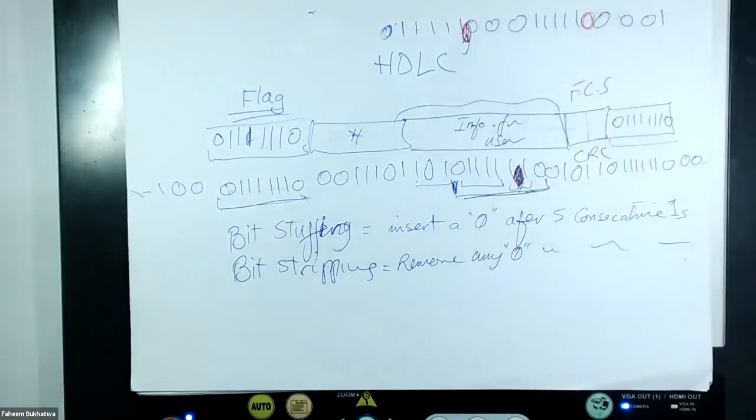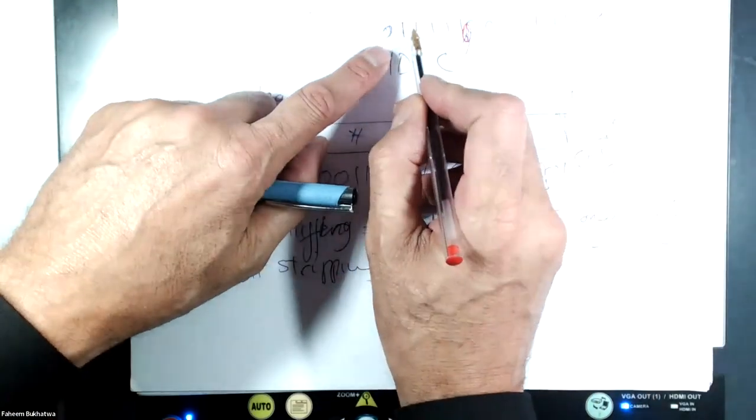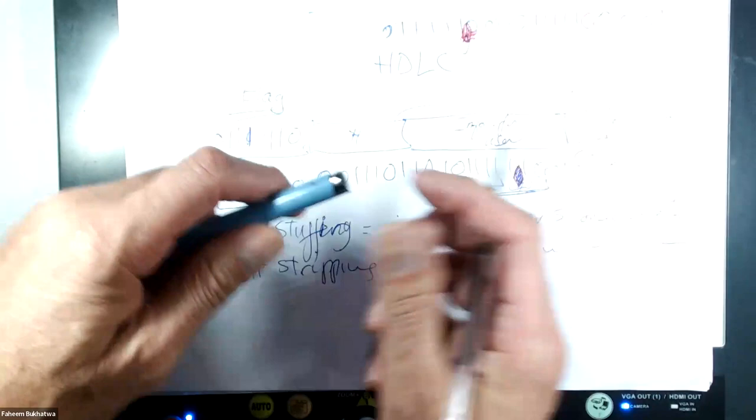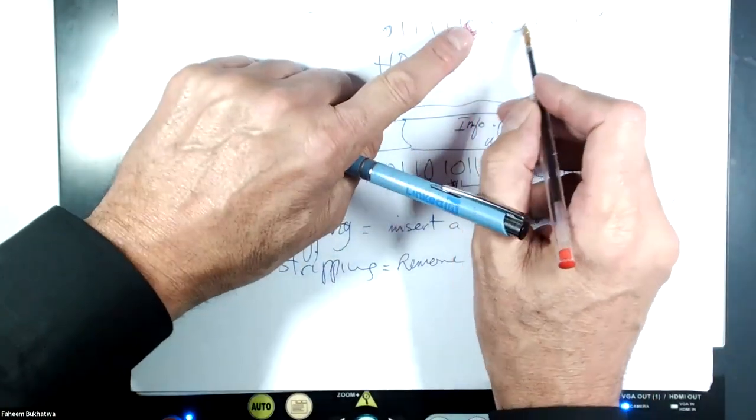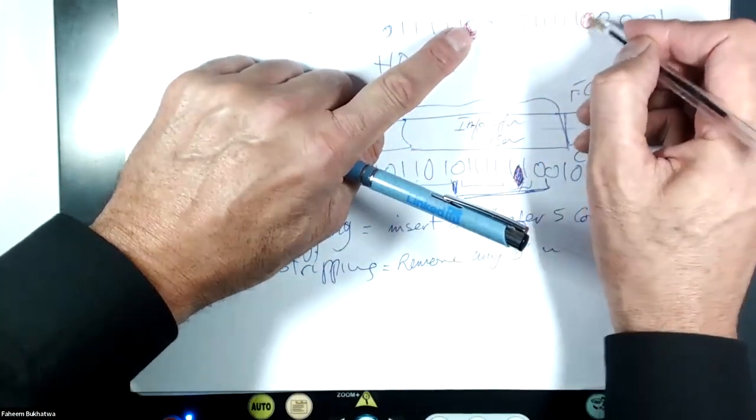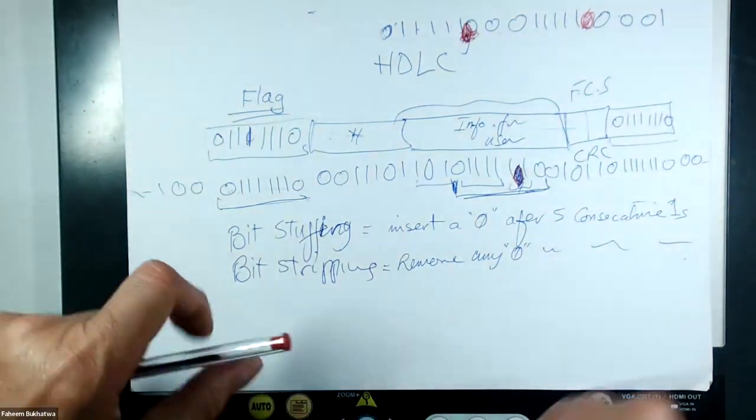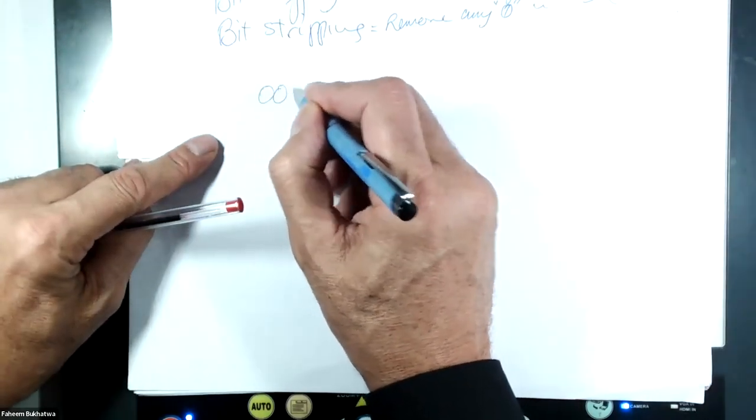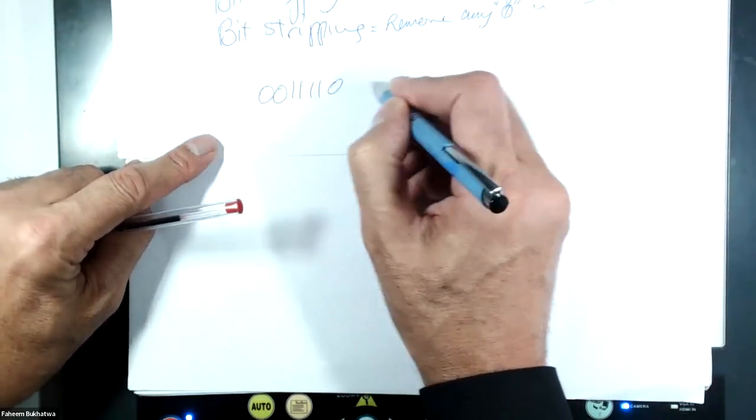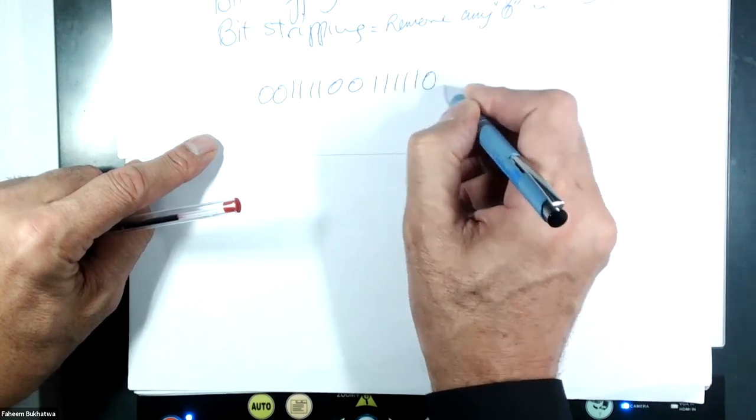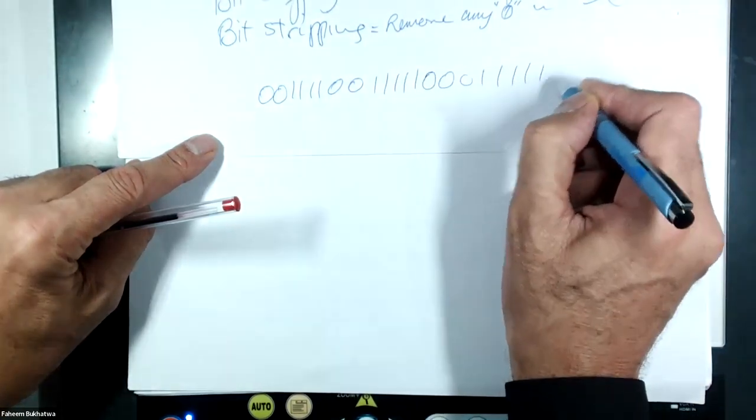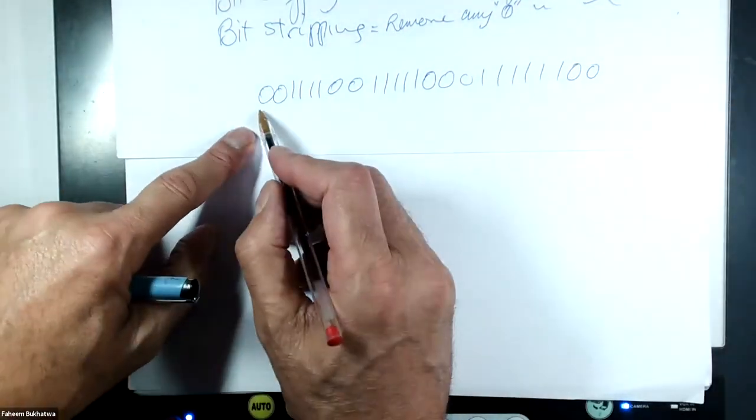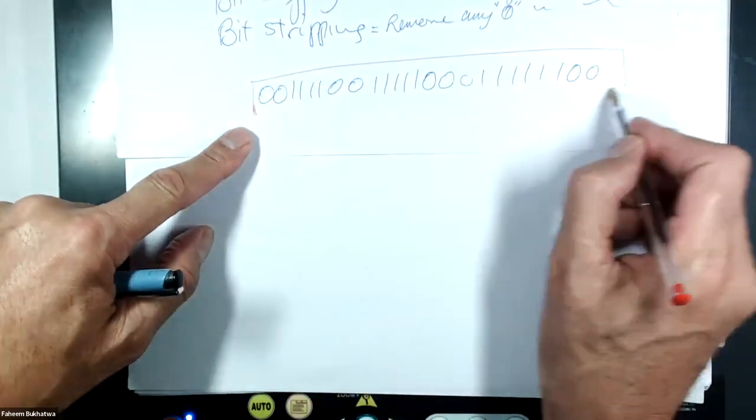Now, look at the receiver. The receiver comes in, counts 1, 2, 3, 4, 5. Here's a 0, remove it. I know it's not data, it's something that was added by the sender. 1, 2, 3, 4, 5, there's another 0, remove it. If you are sending data, say 1, 2, 3, 4, 1, 2, 3, 4, 5, 1, 2, 3, 4, 5, 6.